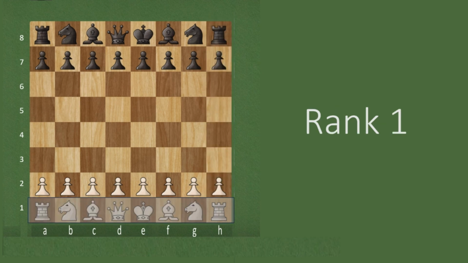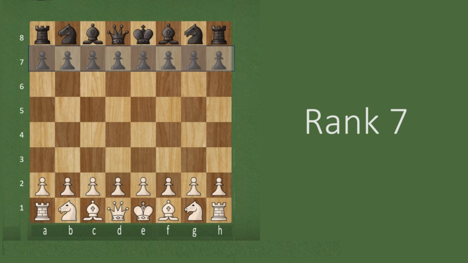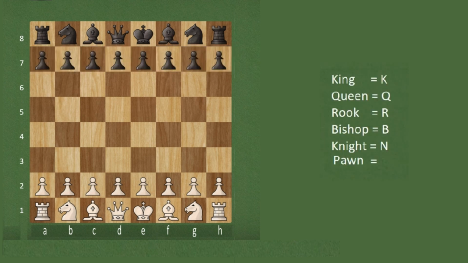We call horizontal rows ranks and label them with the numbers 1 to 8. The first rank is at the bottom of the board from white's perspective. Here is rank 2, or the second rank, and the 7th rank. We designate a particular piece on the board by an uppercase letter. In English, the letters are K for king, Q for queen, R for rook, B for bishop, and N for knight. Pawns are designated only by the square that they are moving to, and in the case of captures, the file they are moving from.